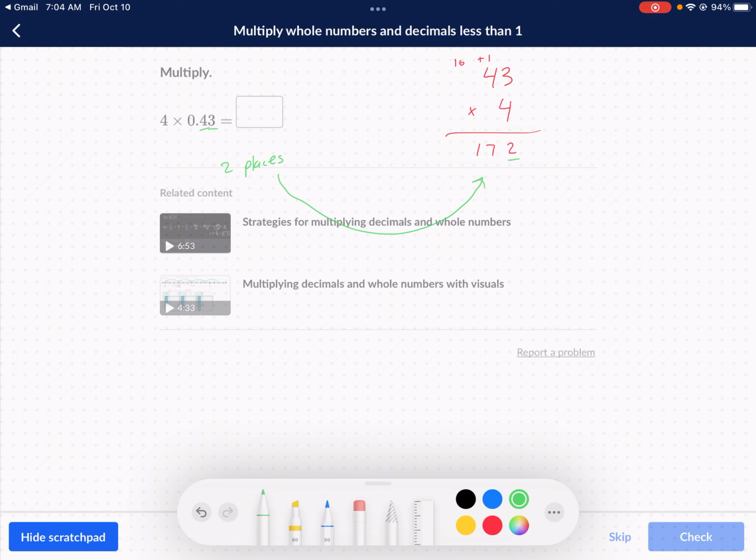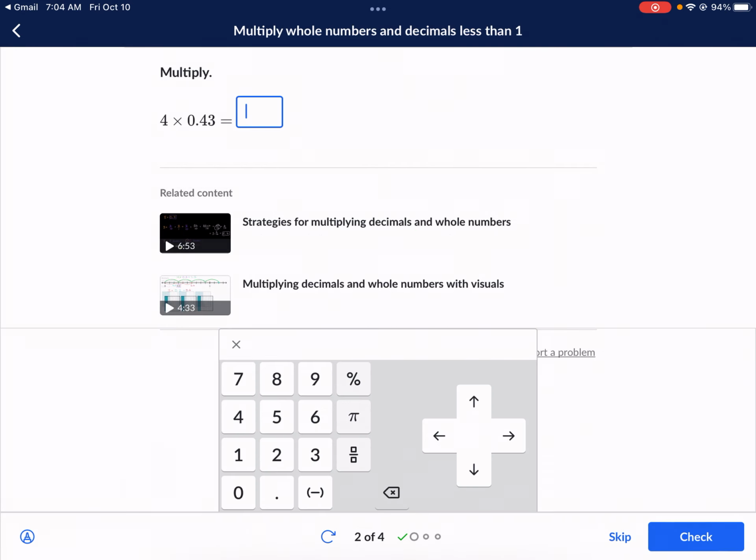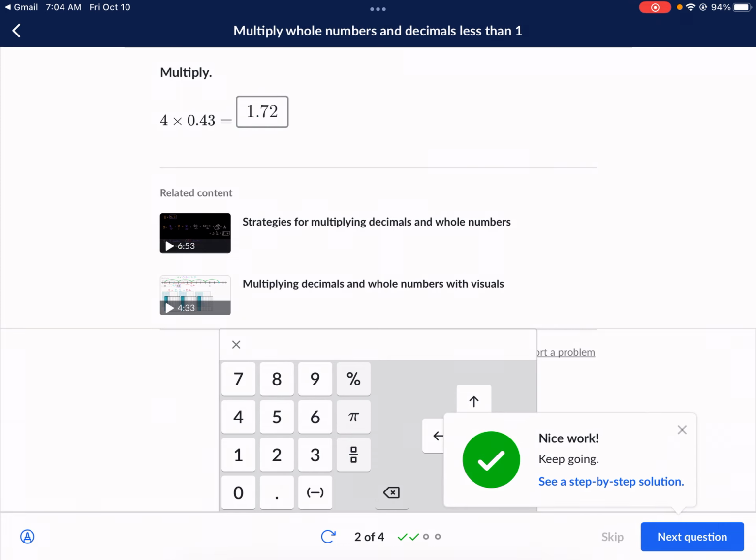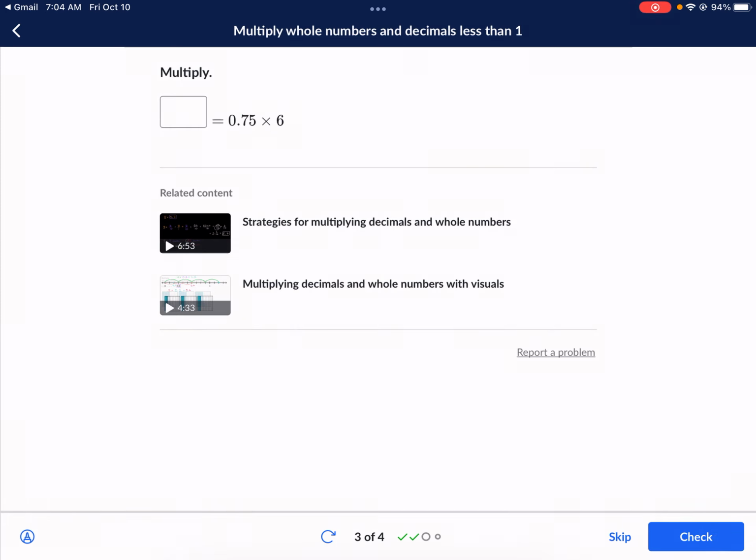So I'm going to count 1, 2, starting from the back, and I'm going to put a decimal in front so that there remain 2 places after the decimal. So 1.72 is my answer. And that's all there is to it, 1.72. And there you go. It's not so bad, is it? This one is very similar.